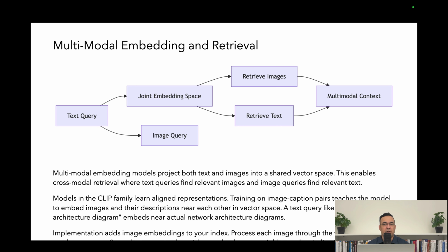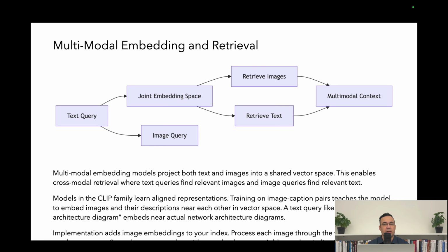Now let's talk about the multimodal embedding models that enable cross-modal retrieval. Models in the CLIP family learn aligned representations. Training on image-caption pairs teaches the model to embed images and their descriptions near each other in the vector space. A text query like network architecture diagram embeds near actual network architecture diagrams.